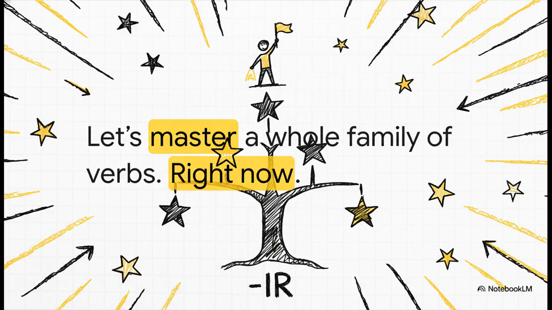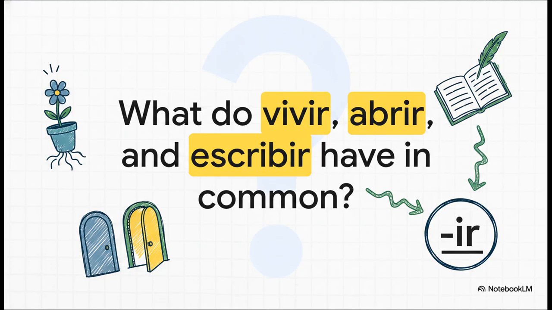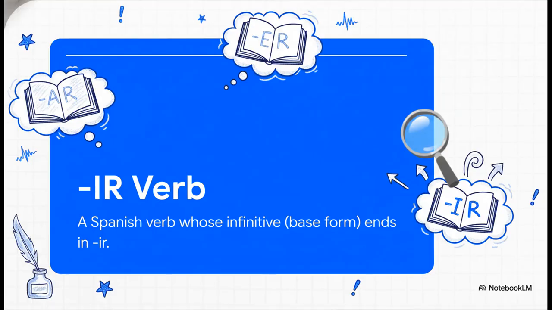Let's jump right in. Okay, so first things first. We need to be super clear on what we actually mean when we say IR verbs. Take a look at these three verbs on the screen. We've got vivir, which means to live, abrir, to open, and escribir, to write. Do you see the pattern? What's the one thing that connects all three of them? Yep, you got it. They all end with the letters IR.